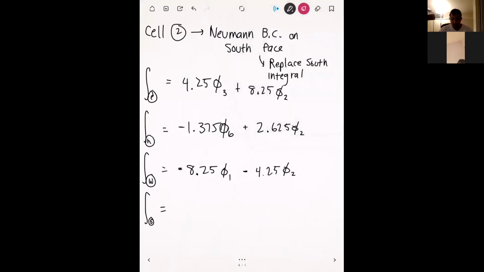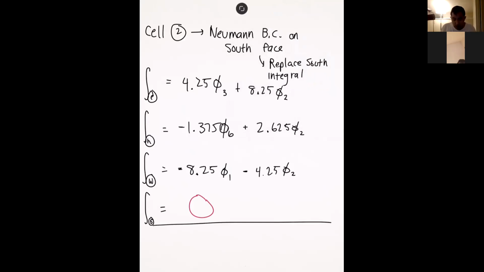Now the difference here is that instead of using the coefficients from the previous page on phi sub south, we can just replace this with the Neumann BC. We know from the problem that the south boundary has a flux boundary condition of 0. And so all we have to do is replace this entire integral with just 0 right here.